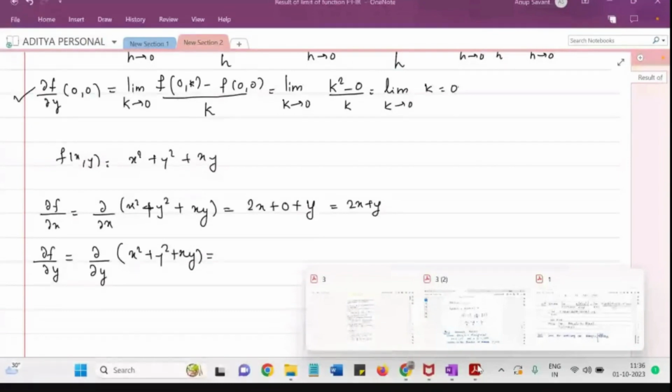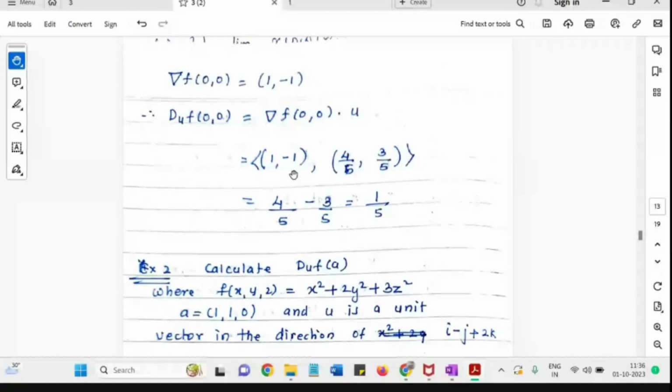So now you take a dot product of these. I hope my screen is visible. Yes. So you take a dot product of these two, and you will see the directional derivative of f at (0, 0) turns out to be 1/5.